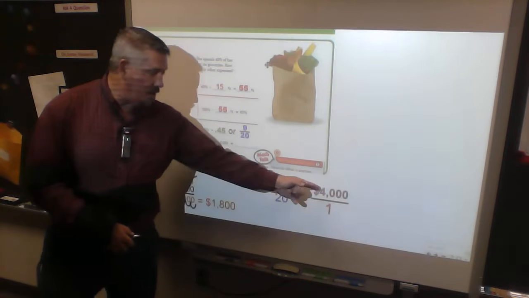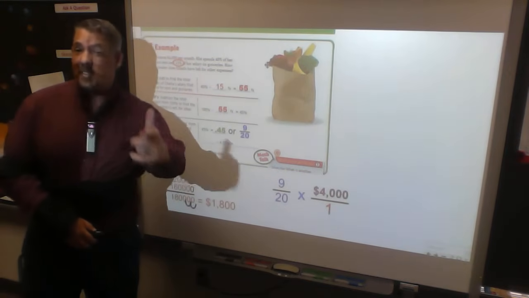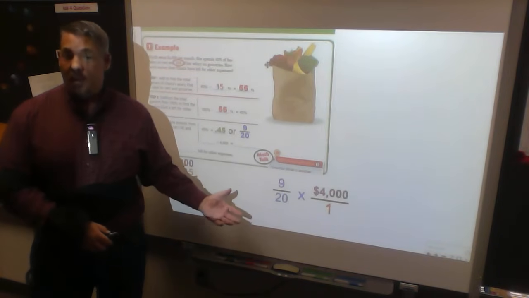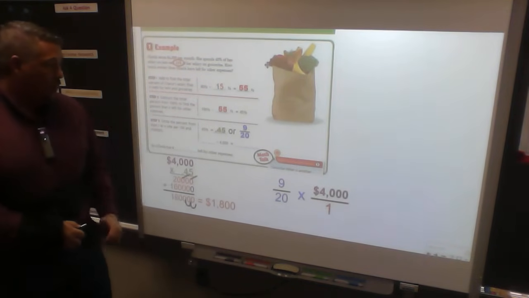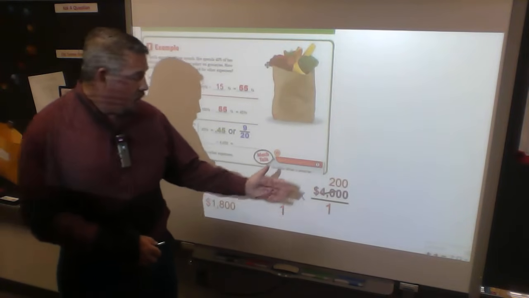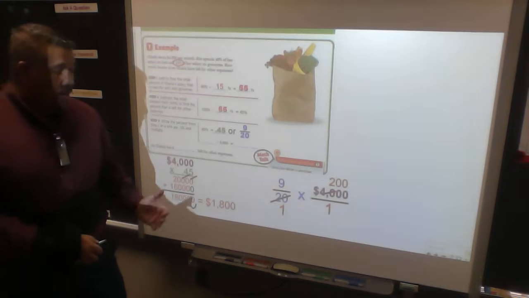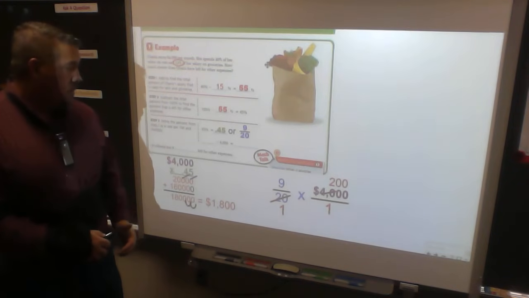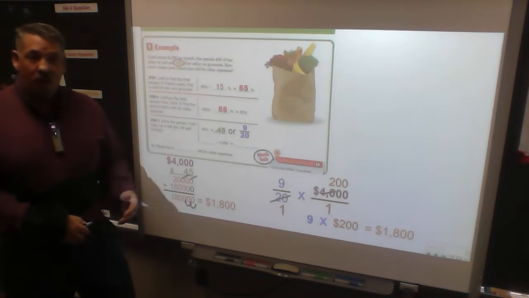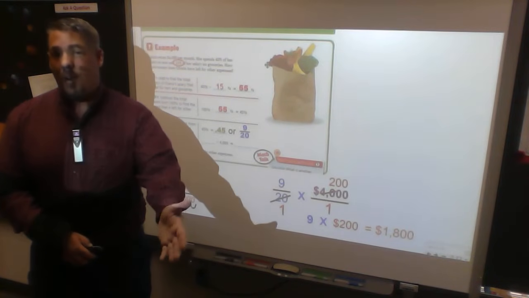I can reduce by 20 on both of those, and if you don't see that automatically, then simply type in 4,000 divided by 20. You're going to see that 20 does go into 4,000 evenly. So now I have 9 over 1 times 200 over 1. Then I'm just going to multiply across. 9 times 200 gives me 1,800. My 1 times my 1 gives me a denominator of 1.